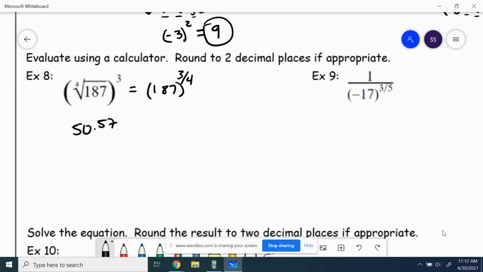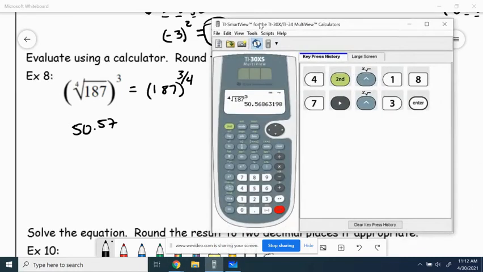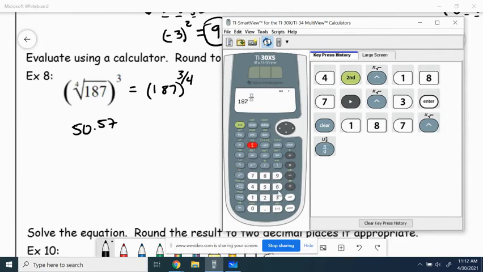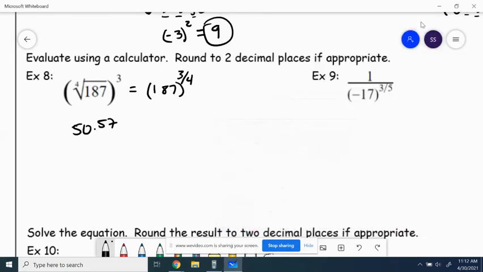All right, and let's also show that we can get the same answer with the rational exponent. So if we do 187 and we raise this to the 3/4 power, press enter, there we go, exact same answer. So either way you do it, we're going to get the same answer.